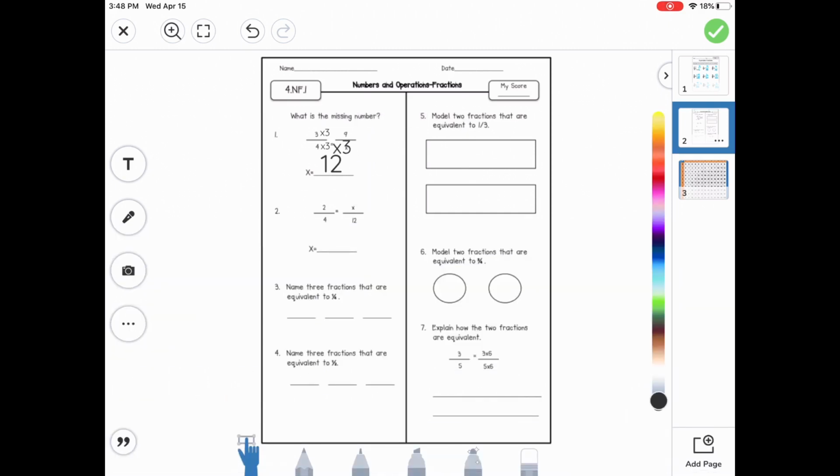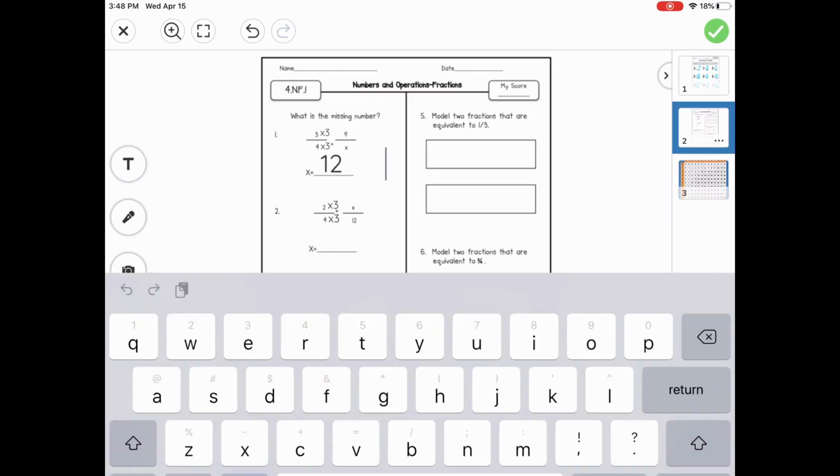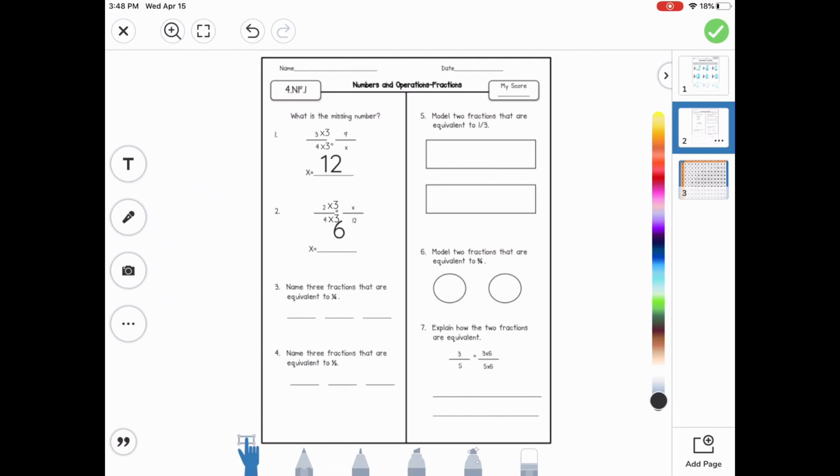So that must have been the rule that they followed. Whatever they did to the bottom, I need to do to the top. So if I multiplied the bottom by 3, I need to multiply the top by 3. 2 times 3, I know equals 6, so that is going to be my answer.